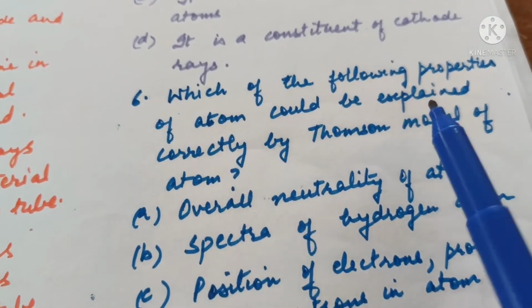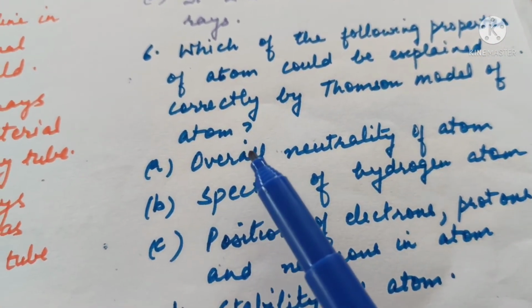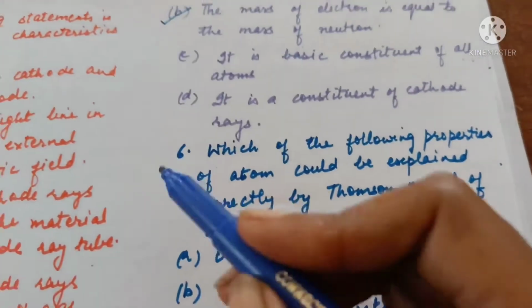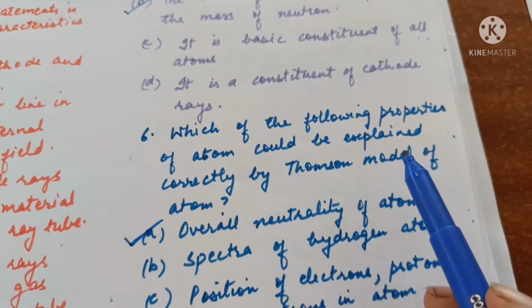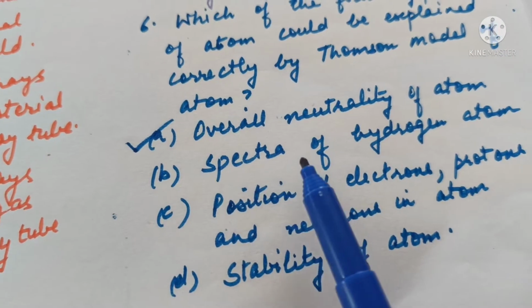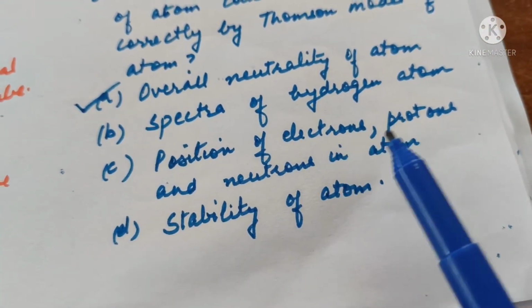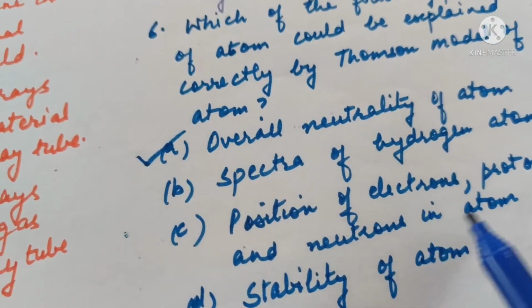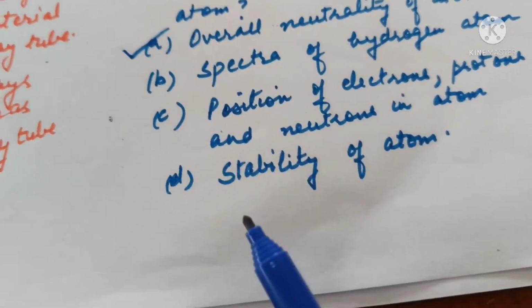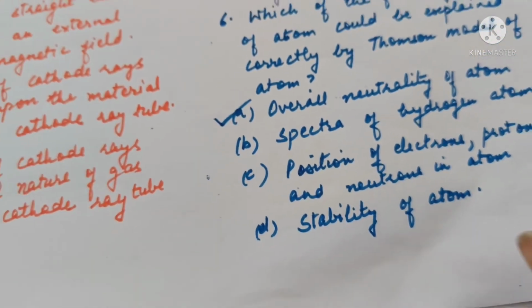Yes. Which of the following properties of atoms could be explained correctly by Thomson's model of atom? Overall neutrality of atom is the correct option. So it could be explained correctly by the Thomson's model of atom. Thomson's model could not explain spectra. It could not depict the position of electron, protons and neutrons because it said that they are uniformly distributed, whereas electrons are present outside the nucleus. Stability of atom was also not correctly explained by the Thomson's model of atom.